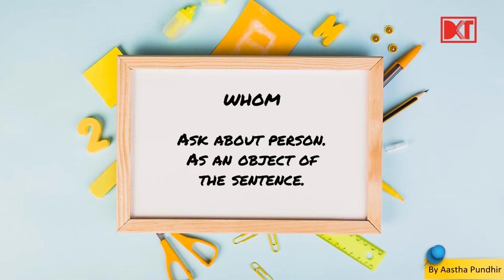Okay, next we have whom. Now whom is used to ask about any person, and that person acts as the object of the sentence. Now remember we did the word who, and who is also used to ask about a person, but at that time that person acts as the subject. Here it acts as the object. Alright, that is the difference between who and whom, although both of them are used to ask about a person.